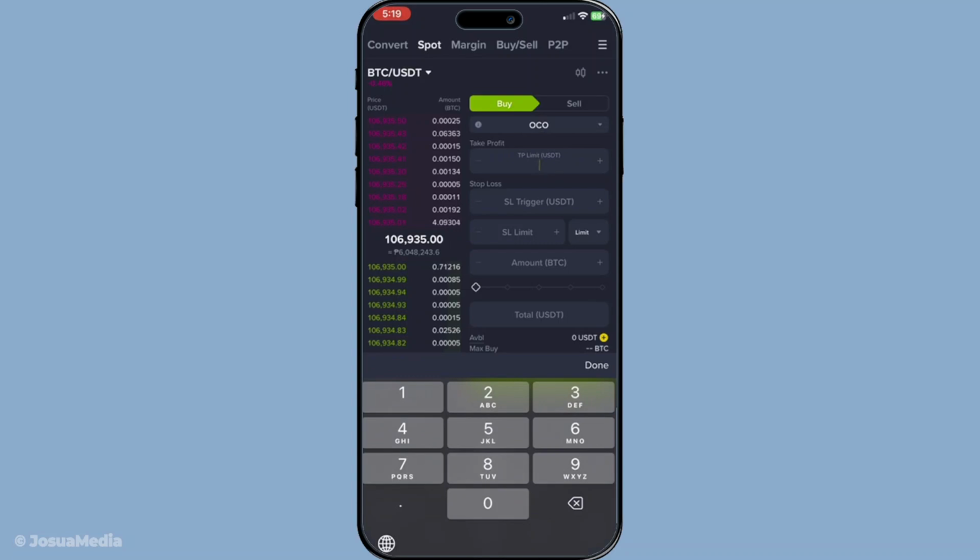Right after, you'll need to set your stop loss, which helps you minimize loss by selling before the market drops too much. Here, you'll enter your stop limit, which includes a stop price to trigger the limit order and a limit price to define the least acceptable selling price.